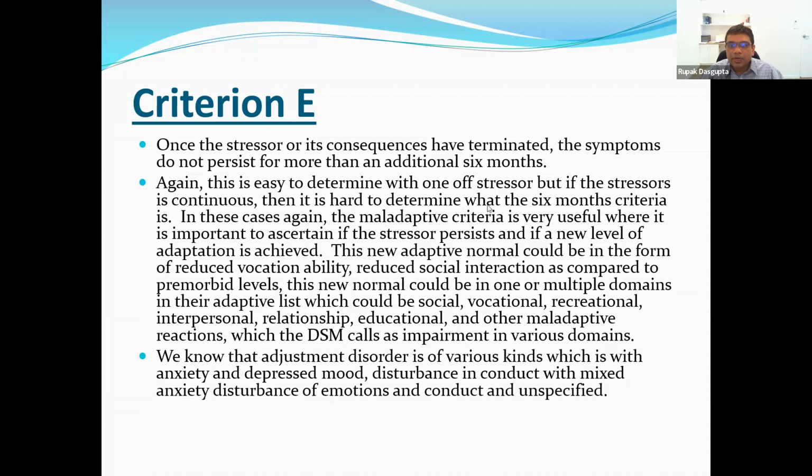And this is a new adaptive normal, which could be in the form of reduced vocational ability, reduced social interaction as compared to pre-morbid level. And this could be the new normal for the patient. When it is global, as I said, look at the number of problems that the patient is having in its maladaptation. If it's global in terms of social, vocational, recreational, interpersonal relationship, educational, almost everything he ticks the box, the patient is not normal. Patient has not reached a new normal. Patient is still unwell at this point in time.